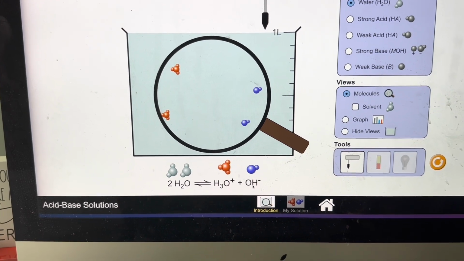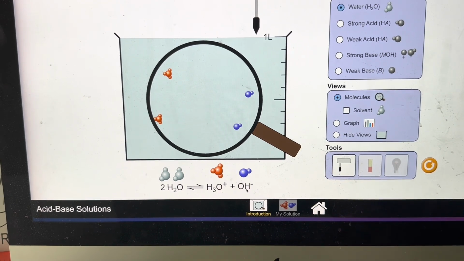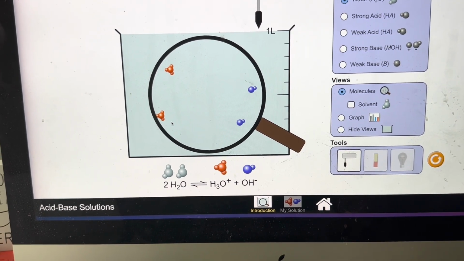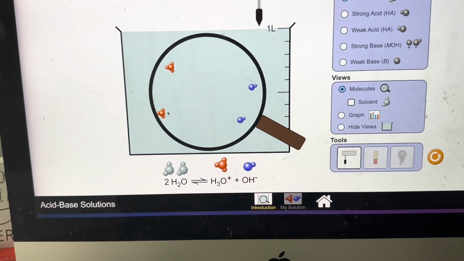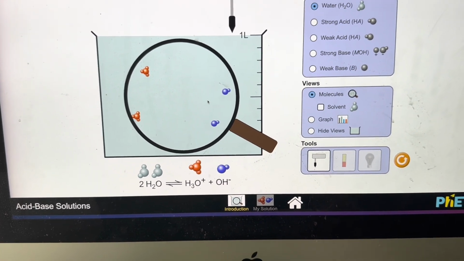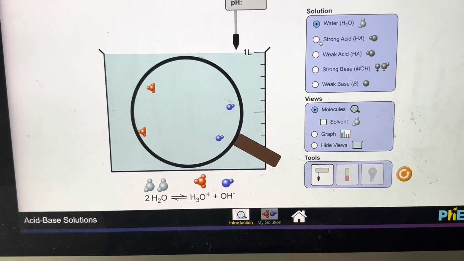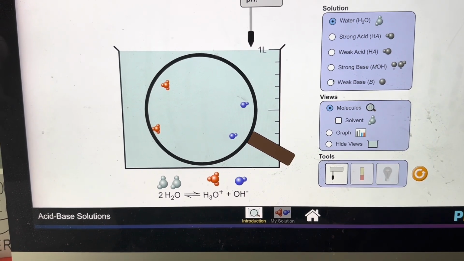So water can act as both an acid and a base. And you can see up here, this would be our OH, and this would be our hydronium. That's what you call H3O+. And it just shows that that's an acid, right? So we can look at what it means for an acid to be strong or weak, or a base to be strong or weak.